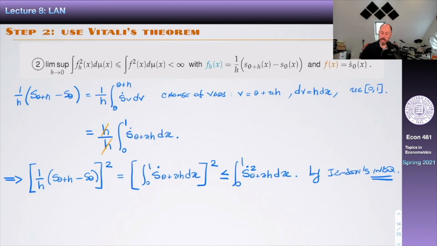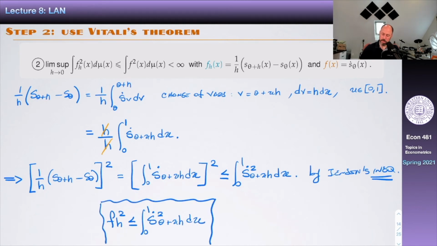And so this is key because notice that what we're trying to check here, this condition, is that the integral of this f_h function square, which is this object over here. And so essentially what we have here is the integral of f_h square is less than or equal than the integral from 0 to 1 of s dot square theta plus u h du.